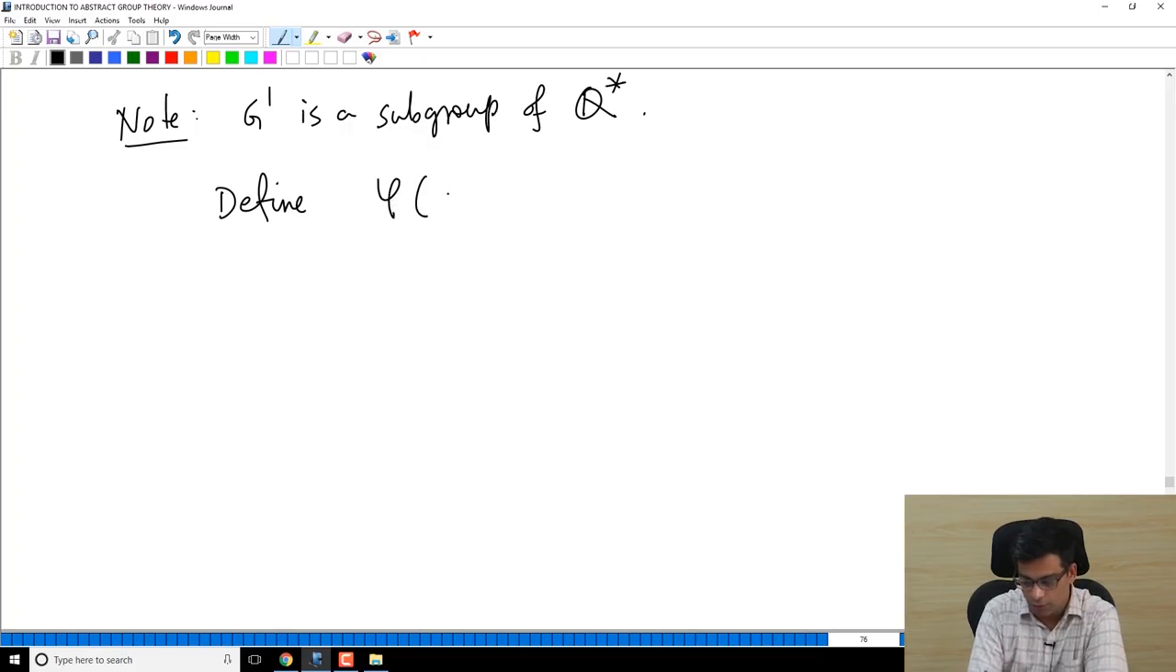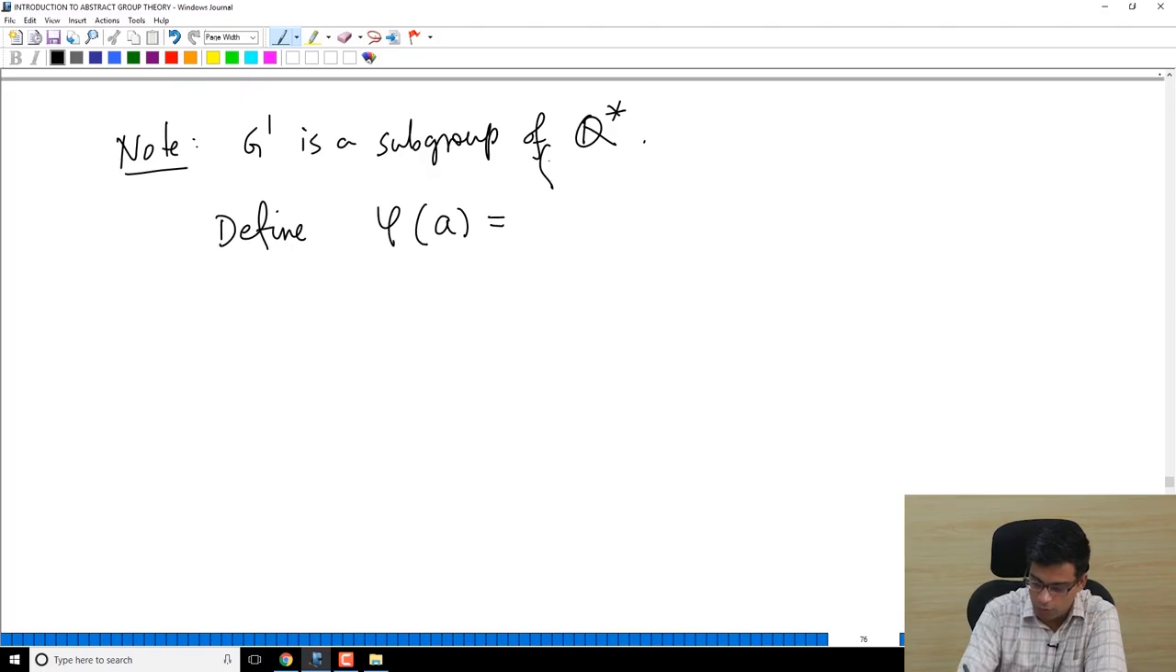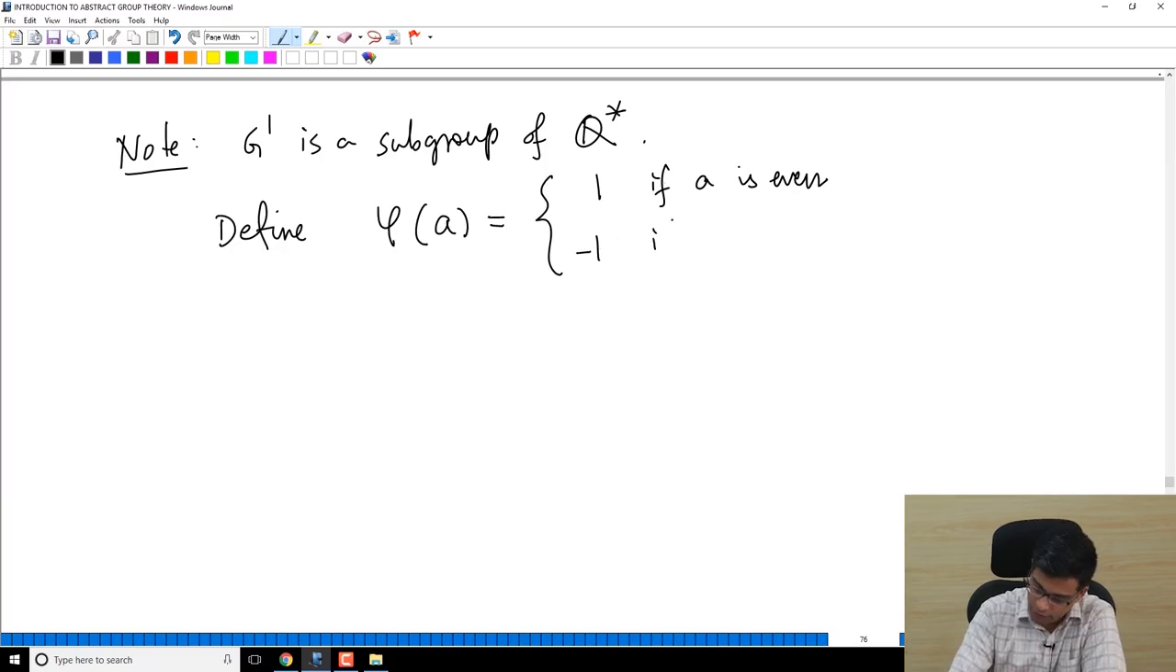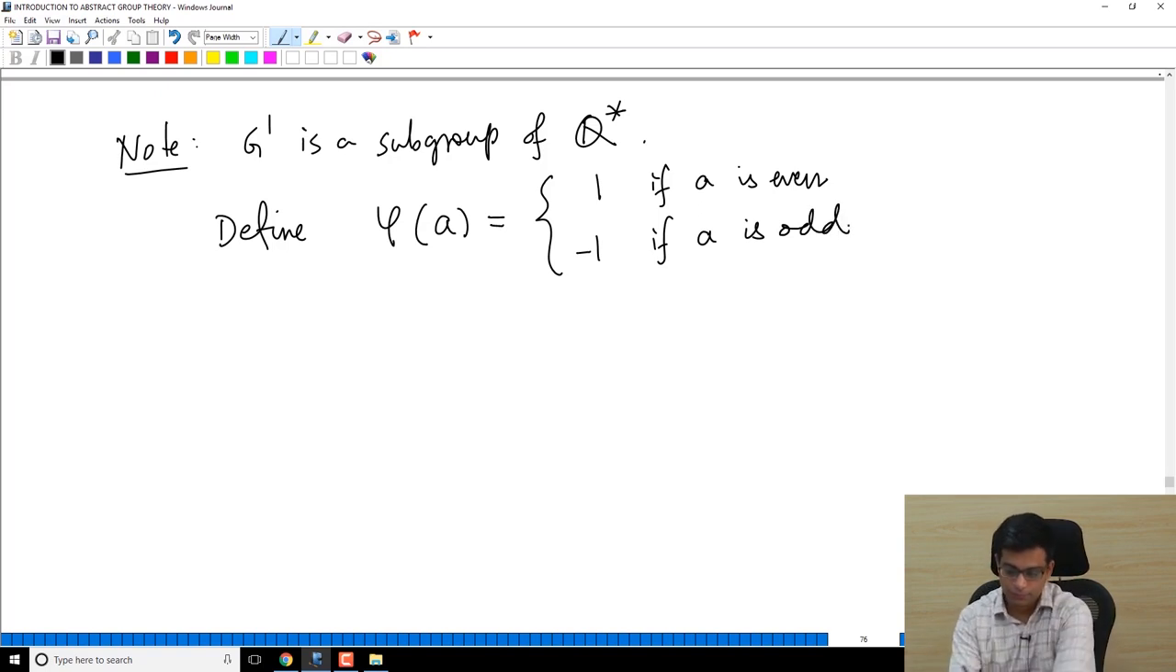Define phi from Z to G prime. We have two cases. Let's define it to be 1 if A is even. So if A is even, I define phi of A to be 1. And if A is odd, I define it to be minus 1. So phi of A simply keeps track of whether the number A is odd or even. If it's even, we send it to 1. If it's odd, we send it to minus 1. So it's a function from the integers to the set {1, minus 1}.